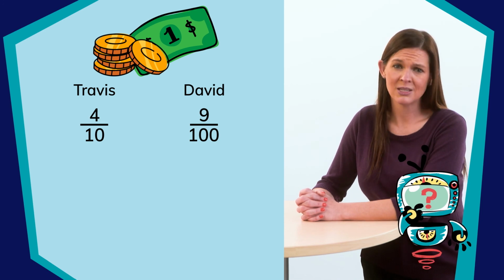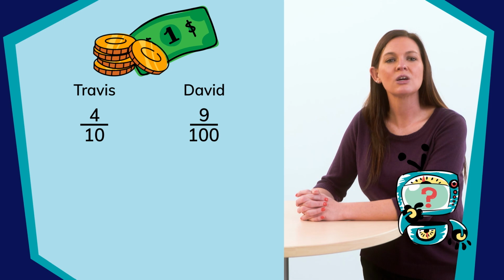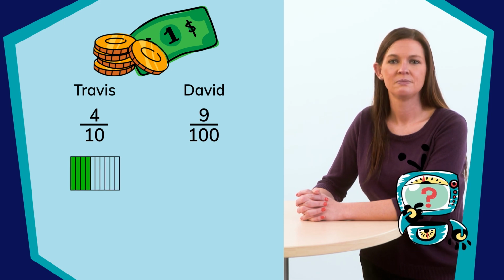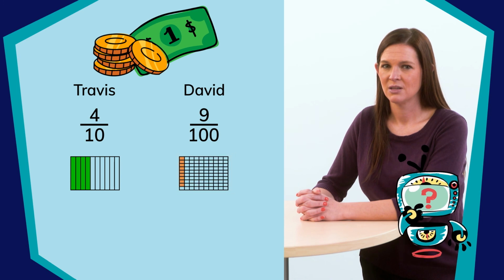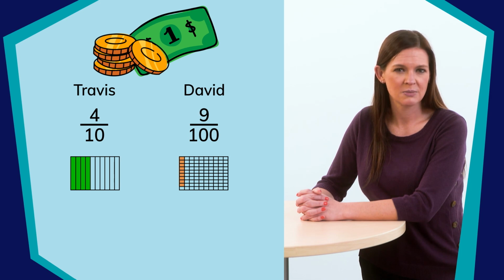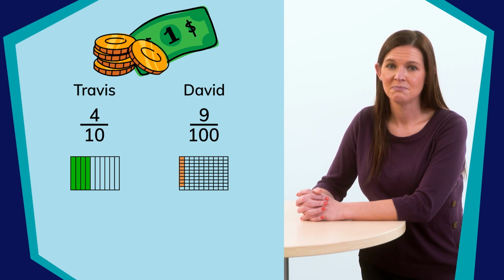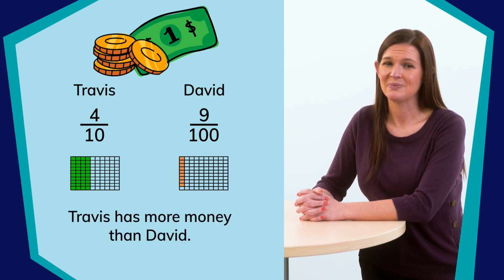We can't compare tenths and hundredths, first of all, because the pieces are not the same size. Let's look at a model for 4 tenths. Now let's look at a model for 9 100ths. We can easily see that 4 tenths is larger, but what is 4 tenths in hundredths? I know I can create hundredths with tenths by dividing each tenth into 10 equal pieces. That would be 40 100ths. It looks like David is incorrect and Travis has more money.